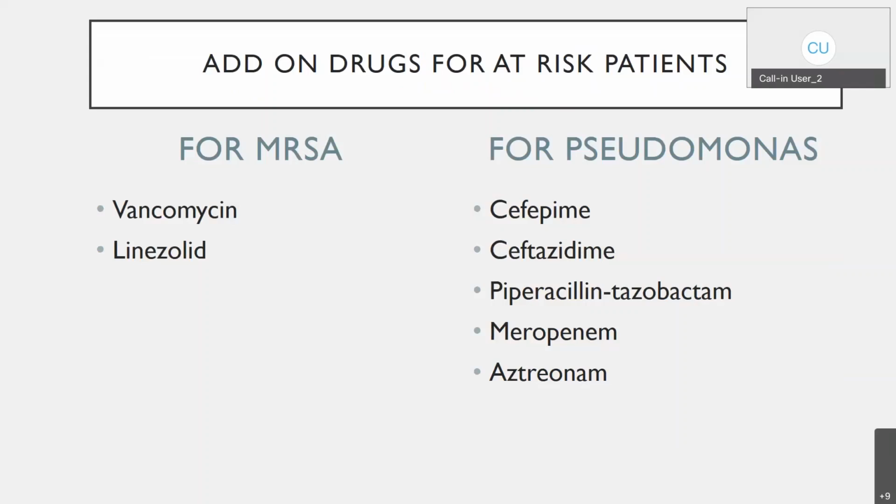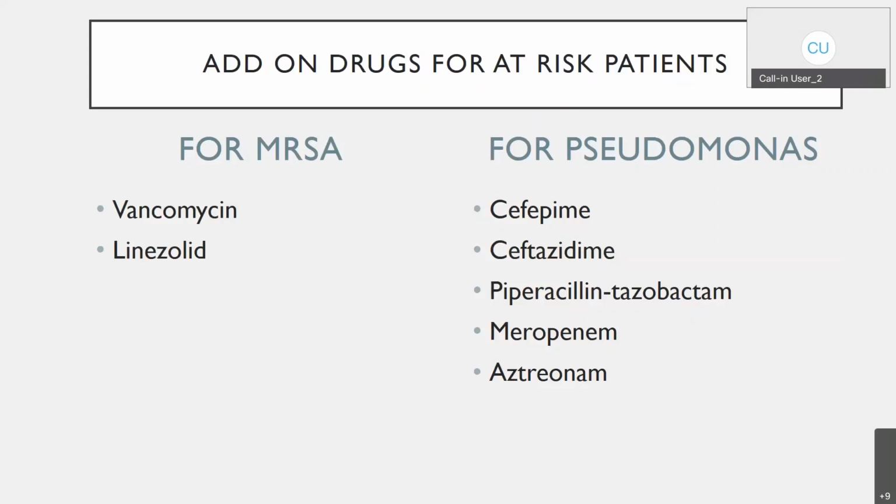So what drugs do we add on for patients who are at risk? For MRSA, the major add-on is vancomycin. You can also use linezolid as an add-on in pneumonia. That has MRSA coverage. If you're suspecting bacteremia, this is not a good choice because of its bacteriostatic ability. But if it's just in the lungs, then you can use linezolid as an add-on.